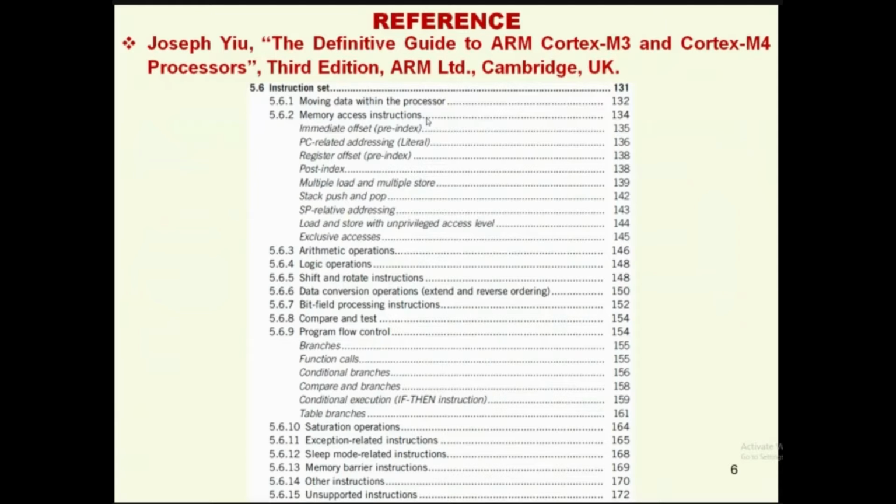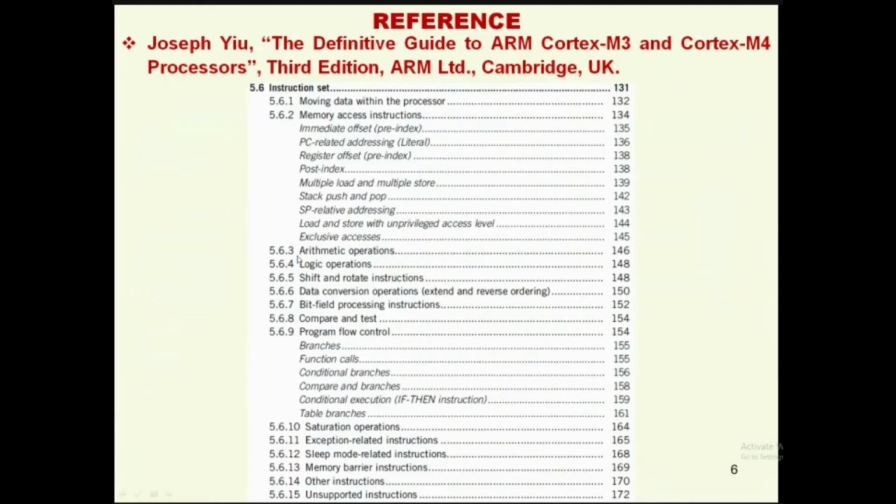So the processor can talk to the registers, and registers can talk to the memory, which you call load store architecture, which is used in ARM architecture. And multiple registers can be loaded and multiple registers can be stored by using multiple load and store. And there is stack push and pop, stack pointer relative addressing, and load store with unprivileged access level, exclusive access. So 5.6.1 and 5.6.2 come under the category of data transfer instructions. As we all know, ARM instructions are broadly classified into three: data transfer instructions, data processing instructions, and program flow control instructions. So 5.6.1 and 5.6.2 come under data transfer instructions.